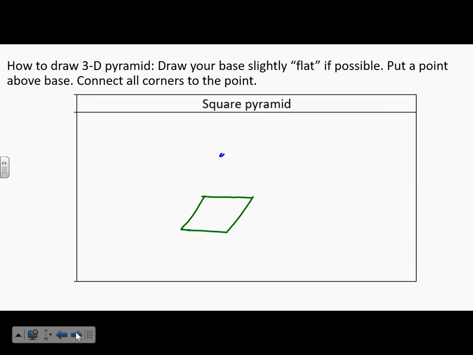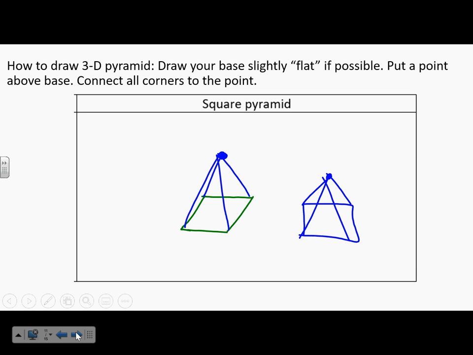Then draw a point that's kind of up here in the air, and then draw all your corners to that point. Now again, I'm not going to be super finicky, so if you just draw a square and connect it this way, that's fine. Actually, that looks good if you want to do it like that. Whatever you want to do is fine.